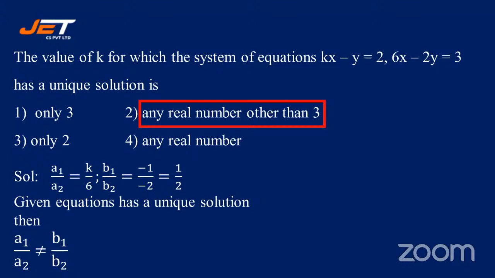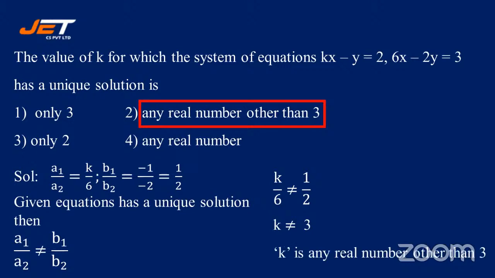Clear? Unique solution. So you are just pinpointing that it has a unique solution, which means that A1 by A2 is not equal to B1 by B2. So K by 6 is not equal to 1 by 2, which implies K is not equal to 3. So any real number other than 3. Is it clear? That is how you find the correct option. So K is any real number other than 3.